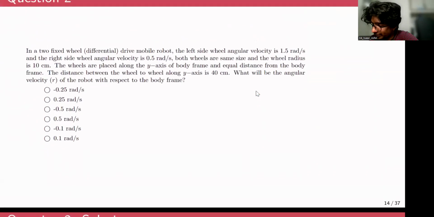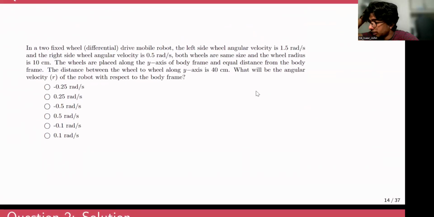Okay, so moving on to question 2. It's again a question on a differential wheel robot. So in a two-wheel differential wheel robot, the left-hand side wheel angular velocity is given as 1.5. So omega 1 is given as 1.5. And the right-hand side wheel angular velocity is given as 0.5. The units are radians per second. What else do we have? Both wheels are of the same size and the wheel radius is 10 centimeters. So A1 and A2 are given as 10 centimeters.